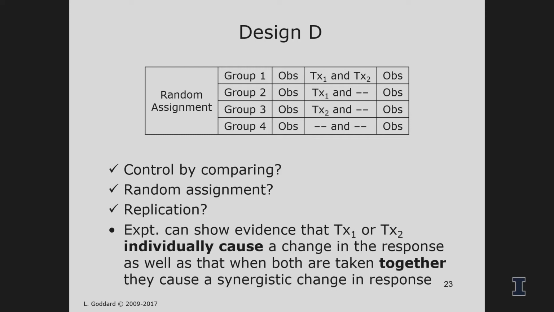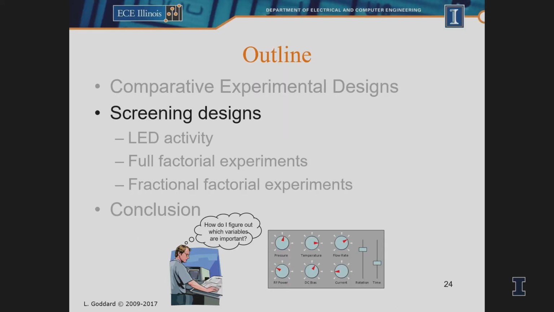So there are 6 possible comparisons, and basically what you're trying to see is, individually, do these factors cause a response? Is the response better if I combine these two things together versus if I do them by themselves?